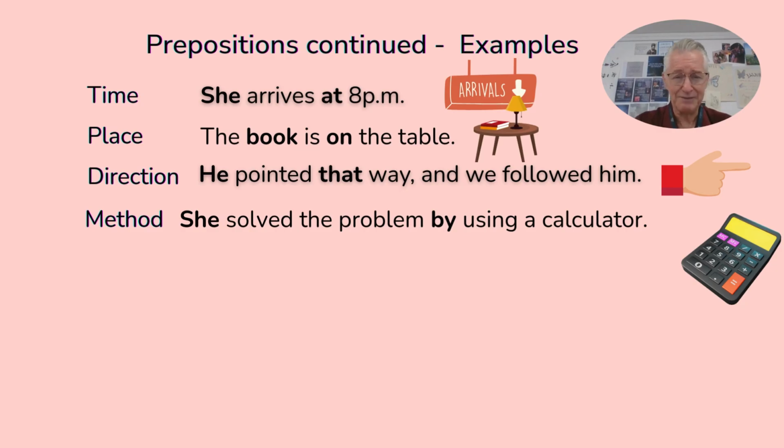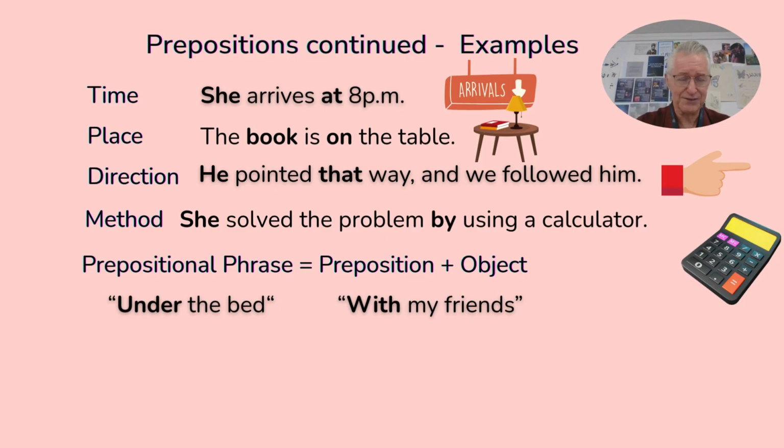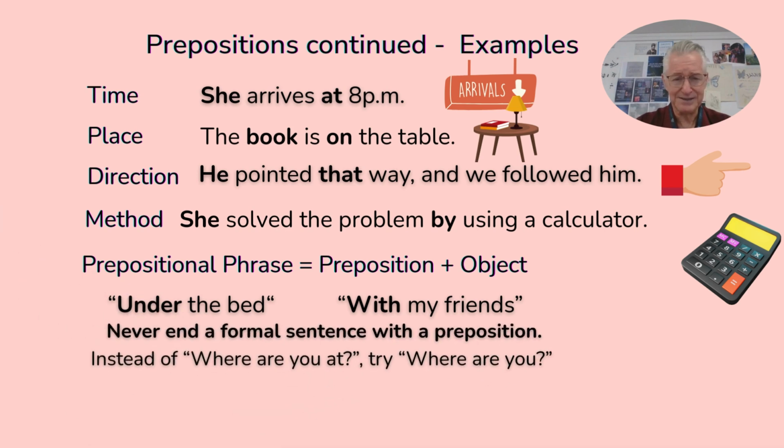When we have a preposition and an object, we have what's called a prepositional phrase. Under the bed is a prepositional phrase. With my friends is another example of a prepositional phrase. He hid under the bed. I went to the movies with my friends. An important point you need to remember is never end a sentence with a preposition. Instead of where are you at, just where are you will do.